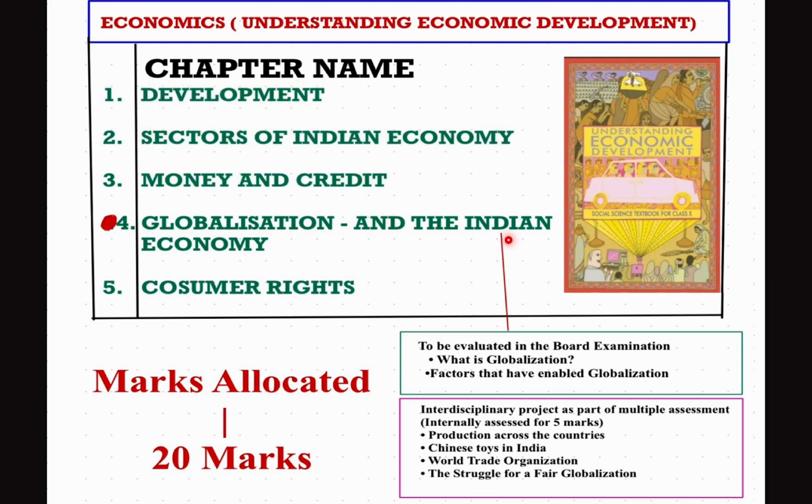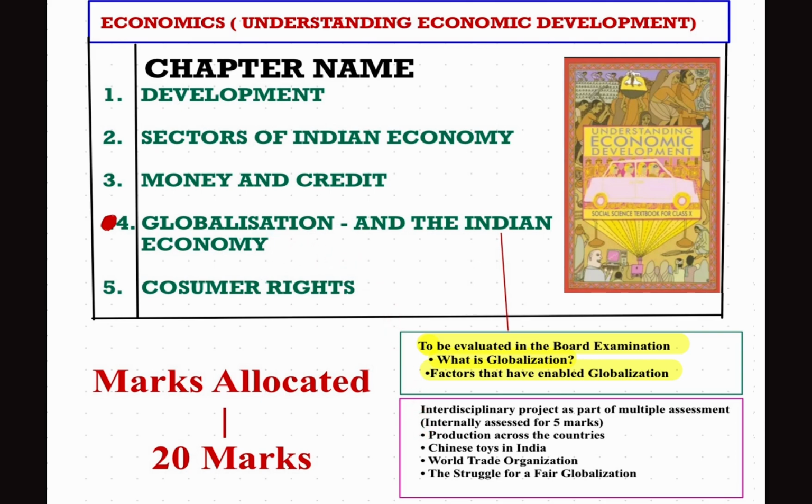But here, in the fourth chapter, globalization and the Indian economy, the total chapter is not evaluated in the board examination. Only two topics will be evaluated: what is globalization, and the factors that have enabled globalization, that is, the factors responsible for the occurrence of globalization.